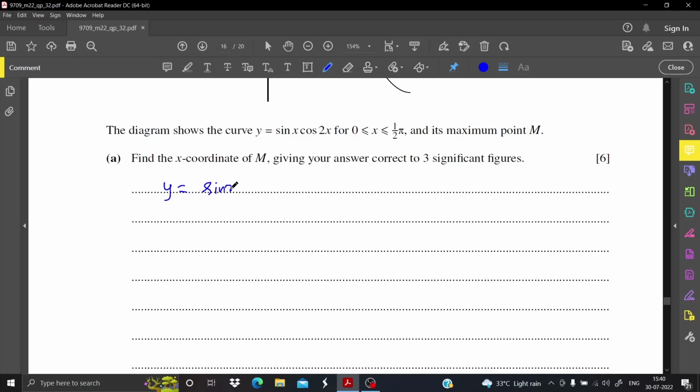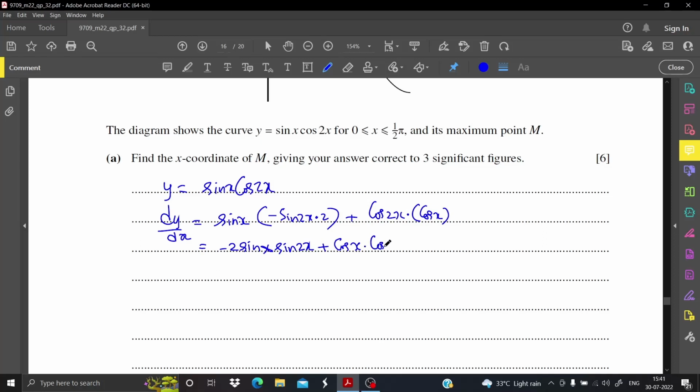sin x cos 2x. Differentiating with respect to x, dy by dx equal to, we can use the product rule here. So sin x into the differentiation of cos, which is minus sine, into 2, plus cos 2x times the differentiation of sine, which is cos. So this will give us minus 2 sin x sin 2x and cos x times cos 2x.